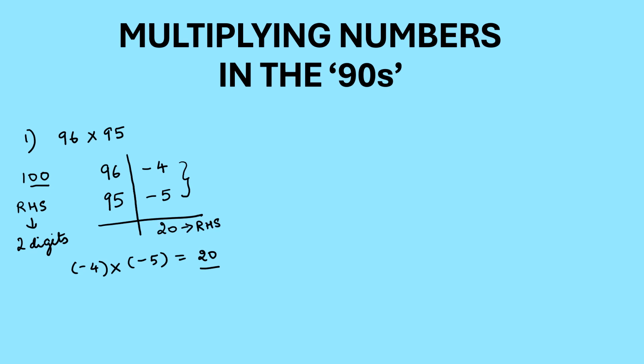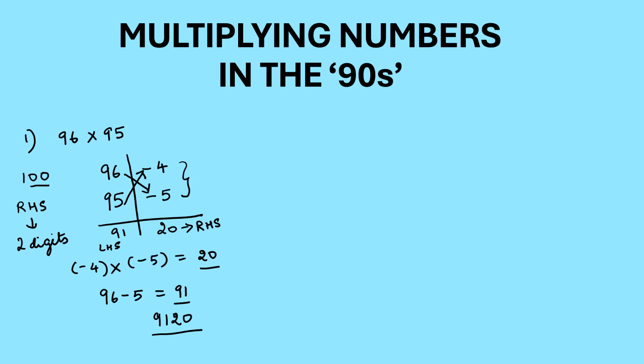Next, to calculate the LHS, you do either 96 minus 5 or 95 minus 4. Either of them will give you the same answer. 96 minus 5 gives you 91, and this becomes your LHS. Combining your LHS and RHS, you get 9120, which is the final solution to 96 times 95.